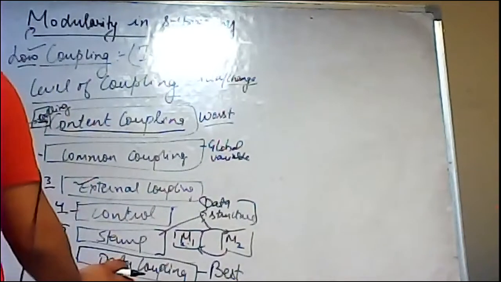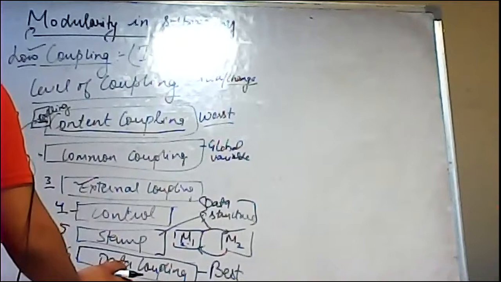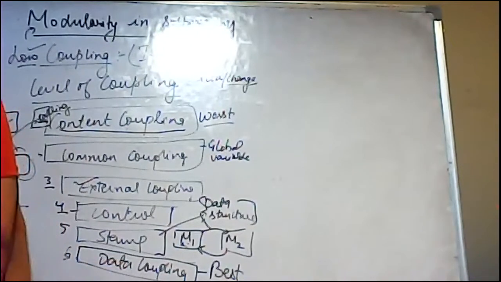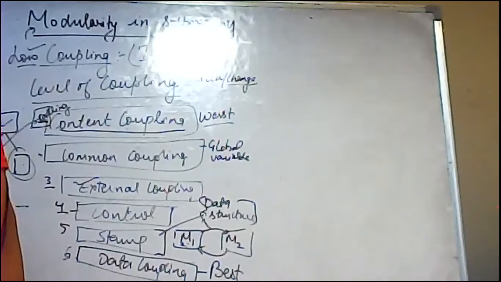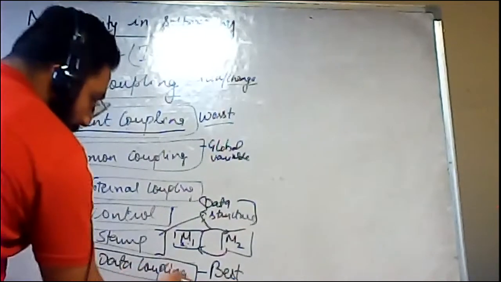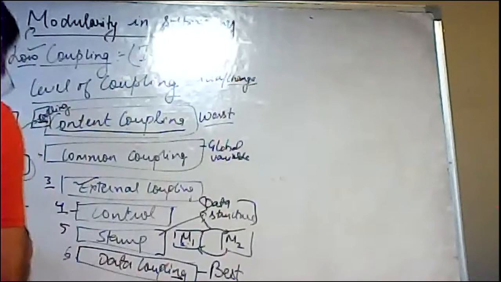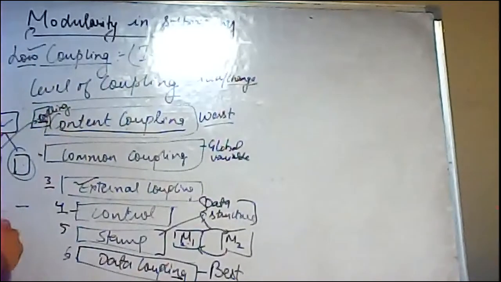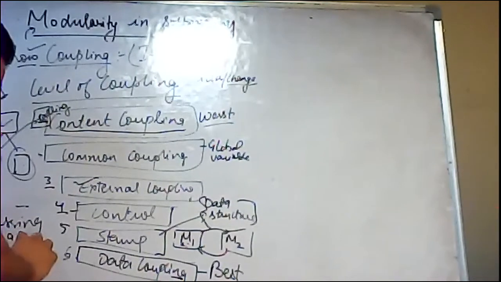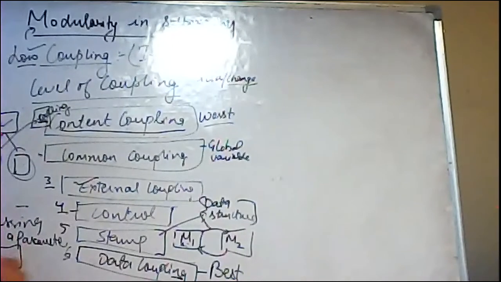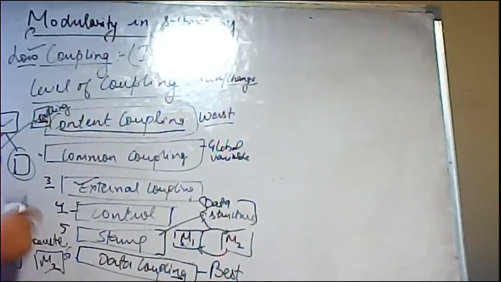Then there is data coupling. Data coupling is when you are passing a parameter from module 1 to module 2. Only data values are changed. That is data coupling.